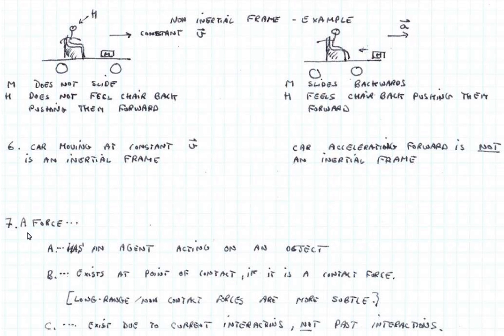Okay, so going back down to number 7, we've talked about the fact that a force has to have an agent, and that was one of the arguments we used to argue that this couldn't be an inertial reference frame, this one on the right. And then that the force exists at a point of contact if it's a contact force, or if it's a long-range or non-contact force, we can still identify the agent. And the last thing is that the force is due to current interactions, not past interactions.